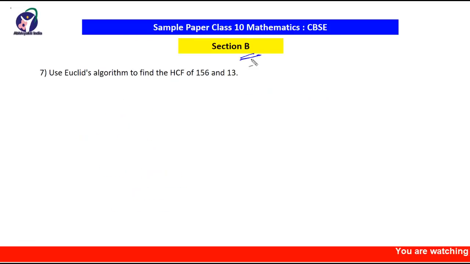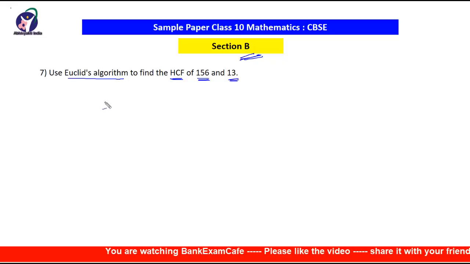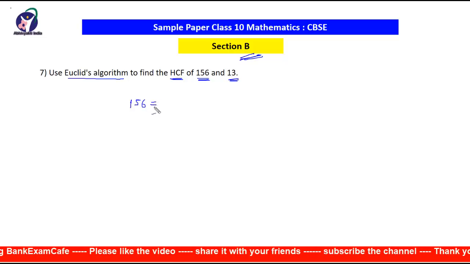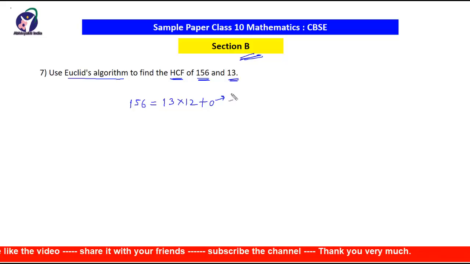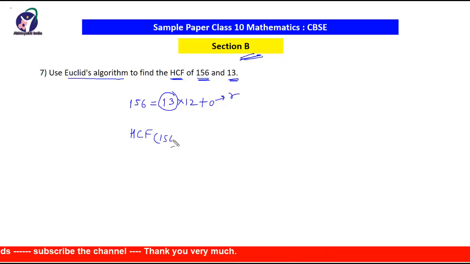Now we are starting with section B. The seventh question is, use Euclid's algorithm to find the HCF of the numbers 156 and 13. So here we can write the Euclid's algorithm for these numbers as 156 is equal to 13 multiplied by 12 plus 0. Here 0 is the remainder and therefore the HCF will be 13. So HCF of 156 and 13 is equal to 13.